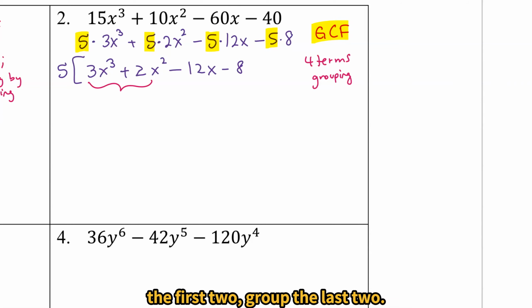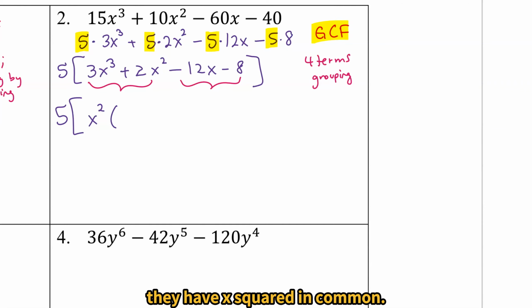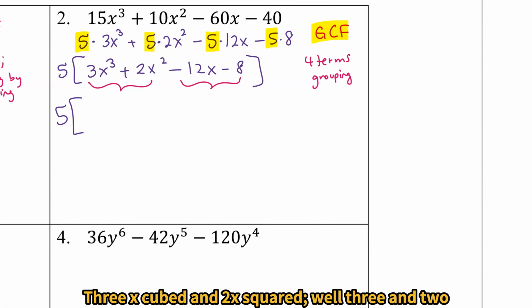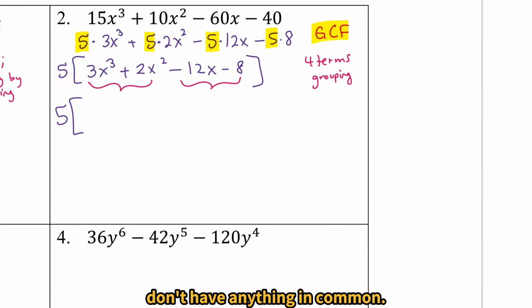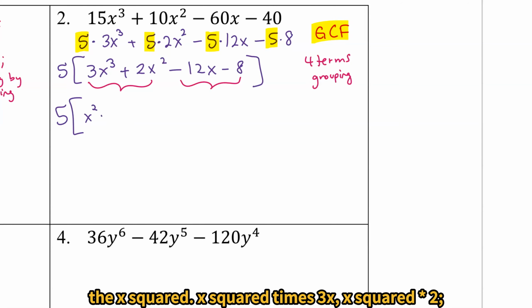We'll group the first 2, group the last 2. I'm going to bring my 5 down. 3x cubed and 2x squared. They have x squared in common. 3 and 2 don't have anything in common, but x cubed and x squared, we have x's. We actually have x squared in common, so I'm going to factor out the x squared. X squared times 3x, x squared times 2.